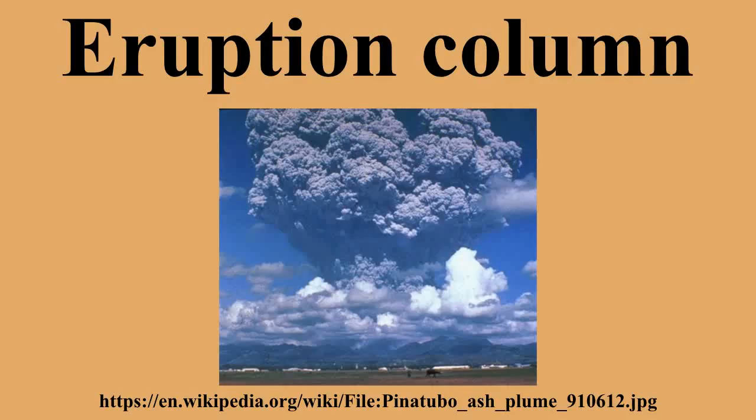Because of the risks posed to aviation by eruption columns, there is a network of 9 volcanic ash advisory centers around the world which continuously monitor for eruption columns using data from satellites, ground reports, pilot reports and meteorological models.